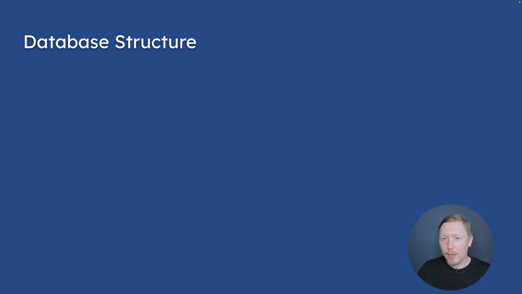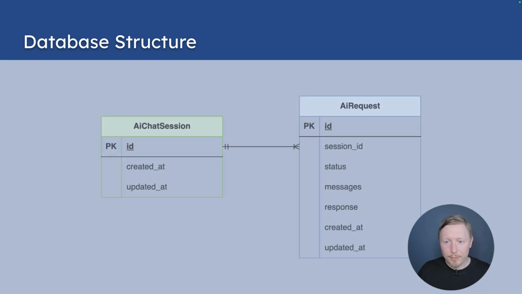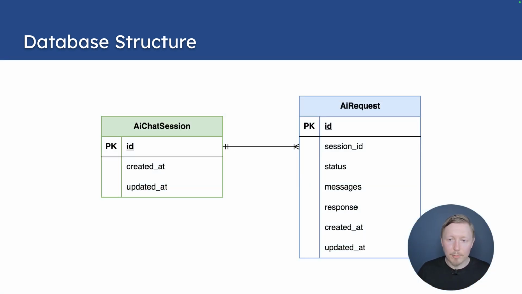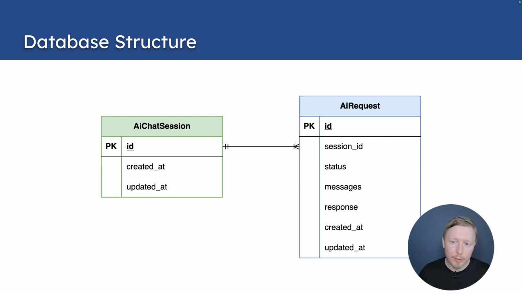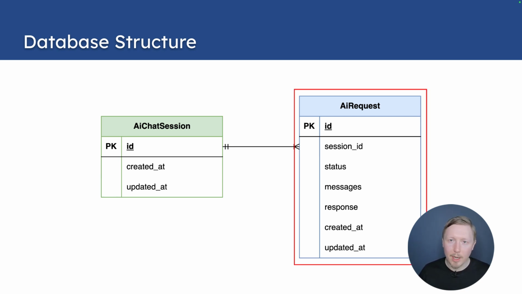Okay, so let's take a look at the database structure we're going to be setting up. This is a very simple ERD, entity relationship diagram of the database. It's a simple database. We're not doing anything too complicated here. So we're going to have an AI chat session, which is going to keep track of the current session that the user's interacting with. And then we're going to have an AI request, which is going to keep track of the requests that are sent to the AI chatbot, and it will be used to store the responses that we receive.